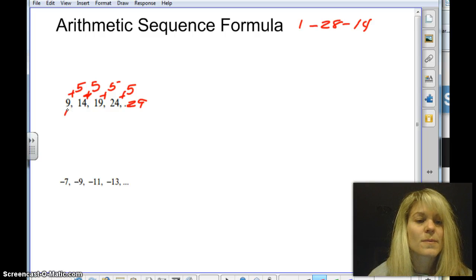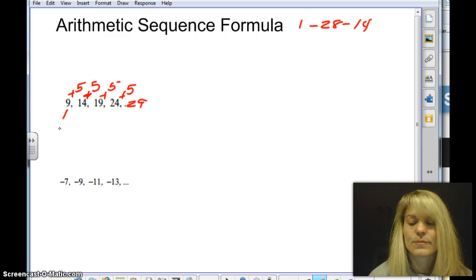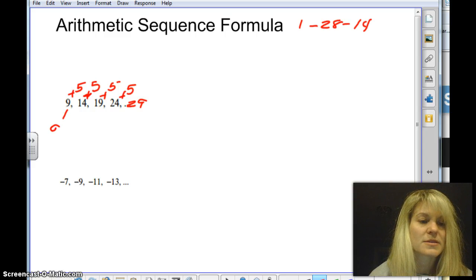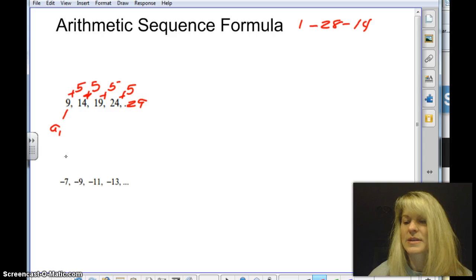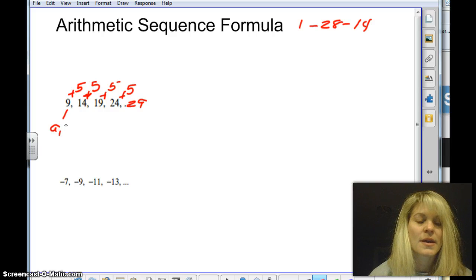So now here comes the formula part. We call the first term a sub 1. That's the first term you start with. And then after that, we take that number and add 5. So in this case, I would take a sub 1, which is my 9, and I add my 5, and that would give me 14. And then I would take this term and add 5, and that would give me 19.